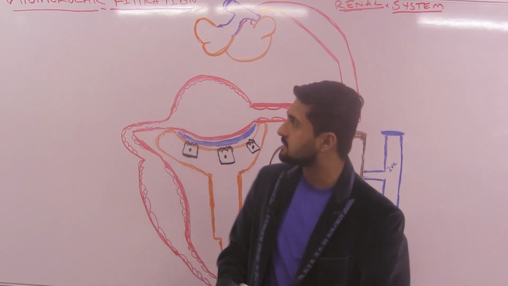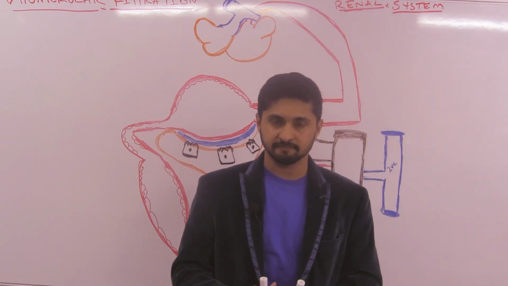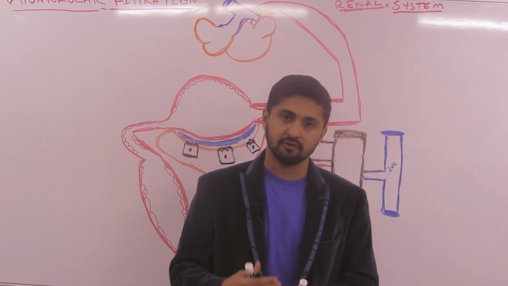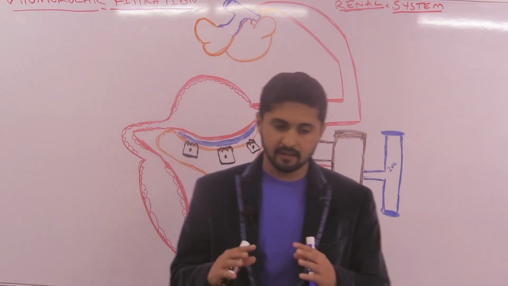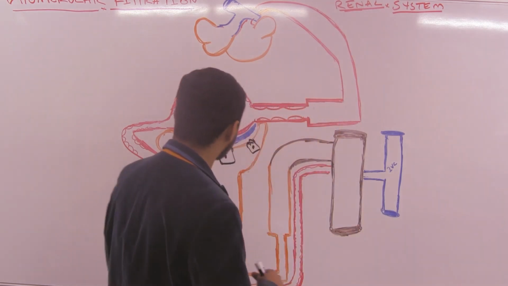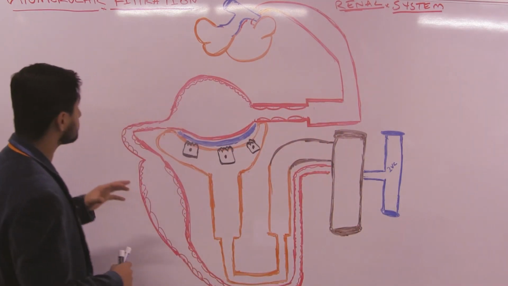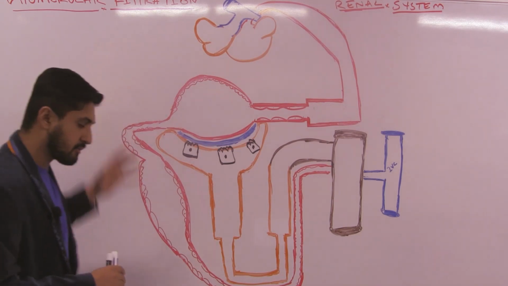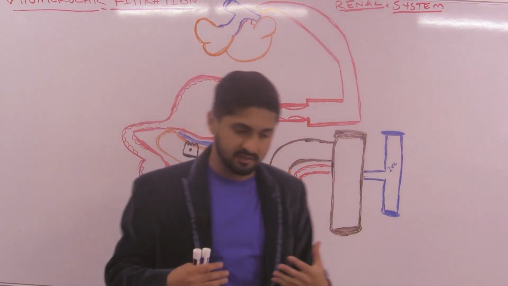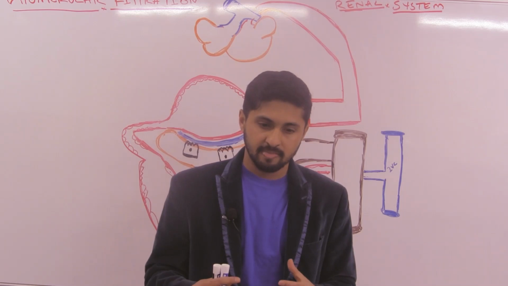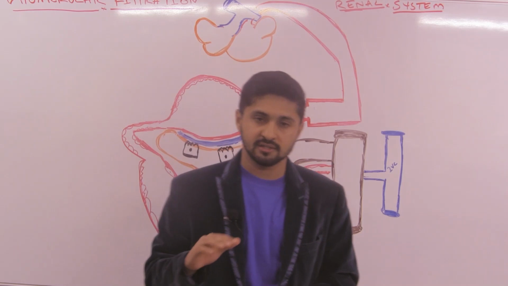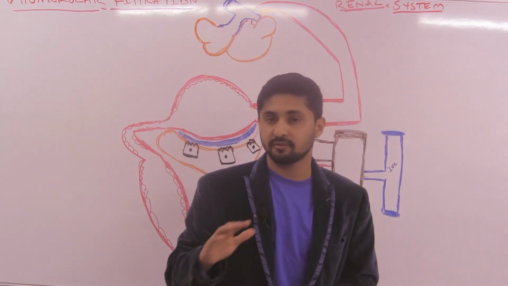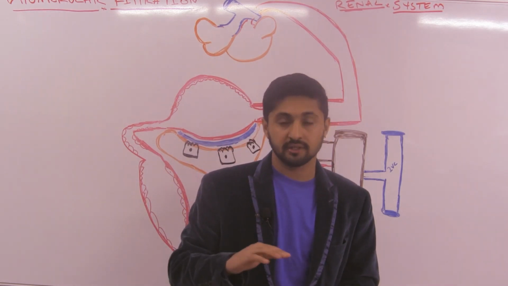Today our topic is glomerular filtration. We're going to discuss the process of urine formation. So let's start with the basic concept here. Whenever we talk about glomerular filtration, we're basically talking about urine formation. Urine formation is a result of three different processes, and that's what we're going to talk about today.